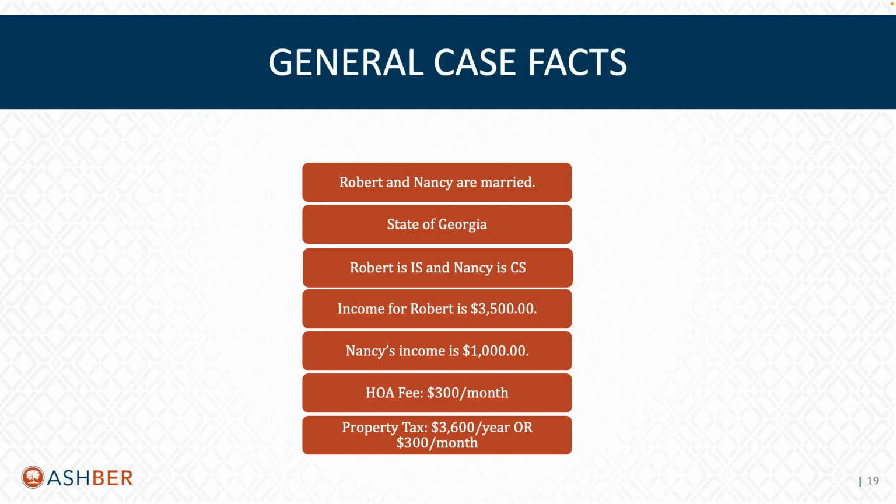These are the easiest to work with. So we have Robert and Nancy, and they're married. They reside in the state of Georgia. Georgia is going to be our guinea pig for this example here. Robert is in the nursing home. Nancy is the community spouse. Robert is on Medicaid. His income is $3,500. Nancy's income is $1,000. And then at the bottom here, it's not going to be applicable for the first two examples, but I do have HOA fees of $300 per month, and property taxes allocated at $300 per month as well for the shelter expenses.